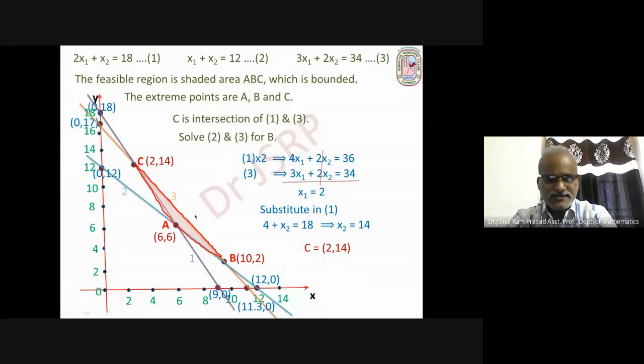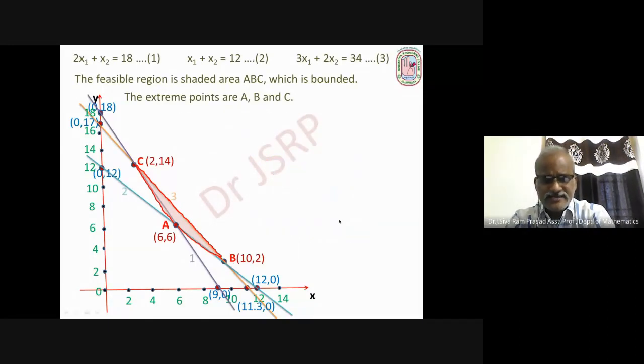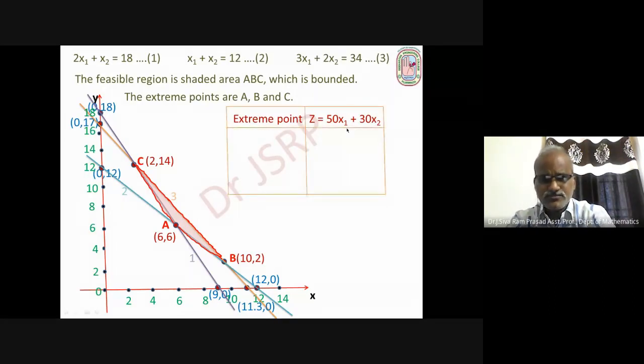So we have 3 extreme points. Next, we have to calculate the objective function value at these extreme points. Take the table: extreme point in the first column, objective function in the second column. From the problem, Z equals 50x1 plus 30x2. Extreme points: A 6 comma 6, B 10 comma 2, C 2 comma 14.